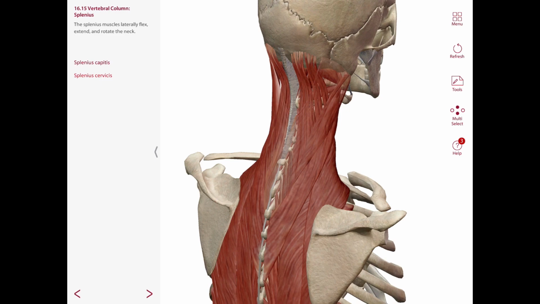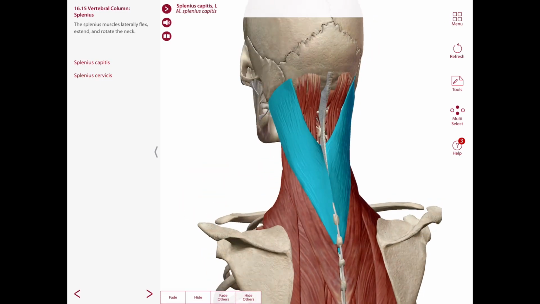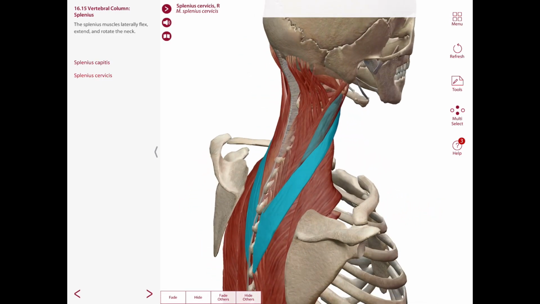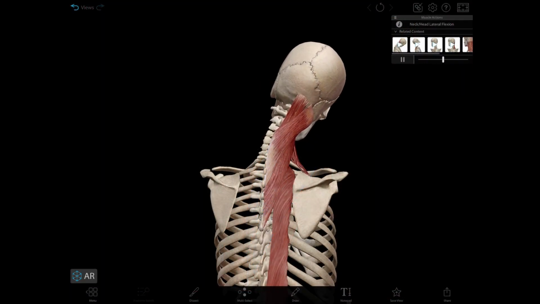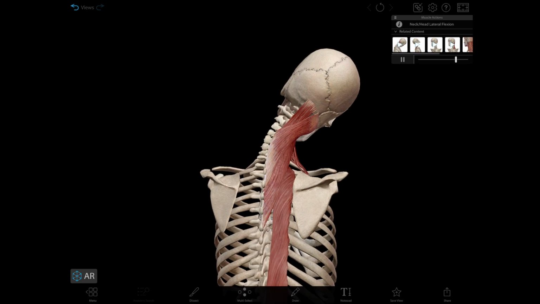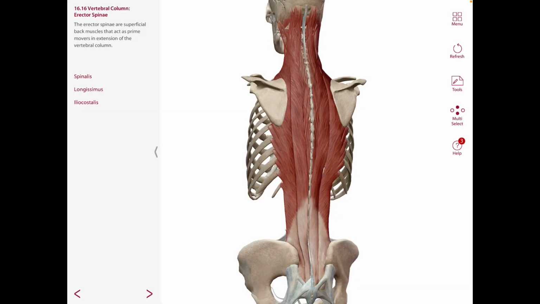Actually, this nerve supplies both muscles, the splenius capitis and splenius cervicis. And the action of both muscles is the extension of the head and the neck, and the lateral flexion and rotation of the head and the neck to the same side of the contracting muscle. In this part of the video, you can observe how the splenius muscles are moving the head in lateral flexion.